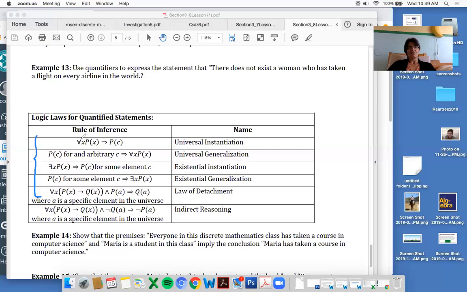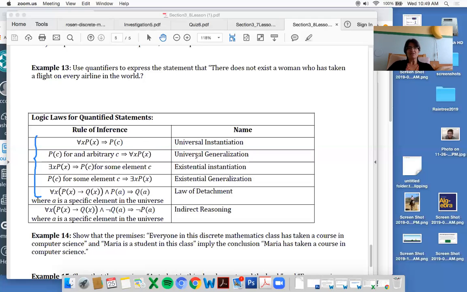Okay, so if it's true that all students in this class are brilliant, then it's also true that Suki is brilliant, or Jonathan, right? So basically you can go from everybody in the universe to a particular student or a particular instance in the universe, right?